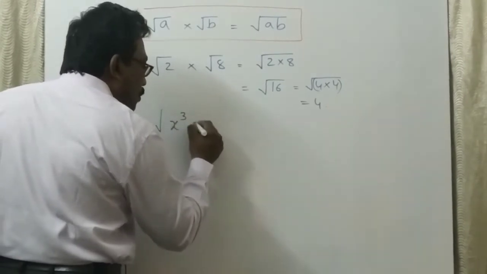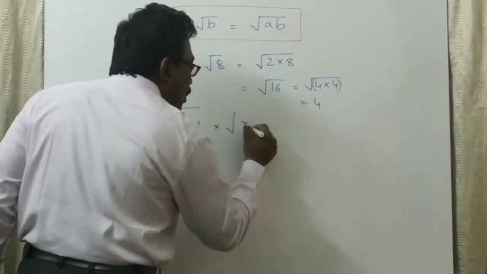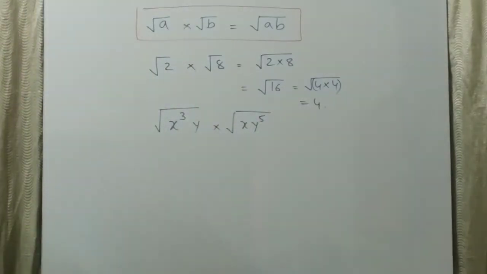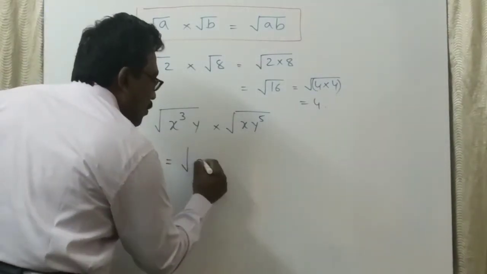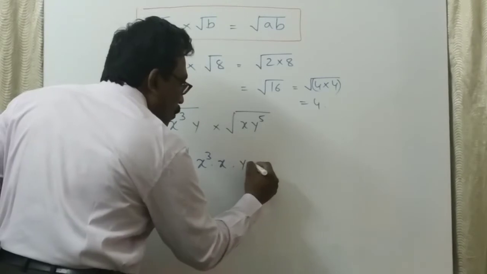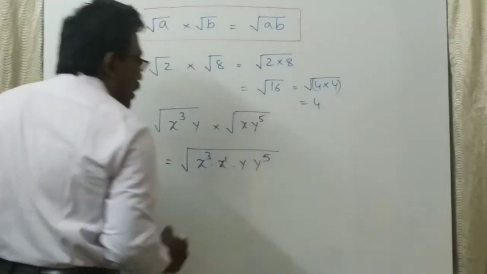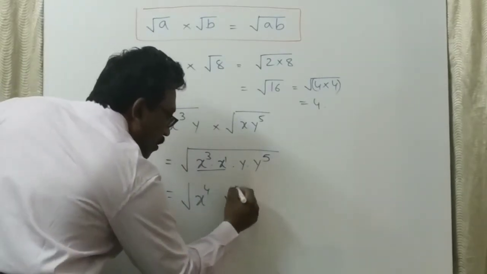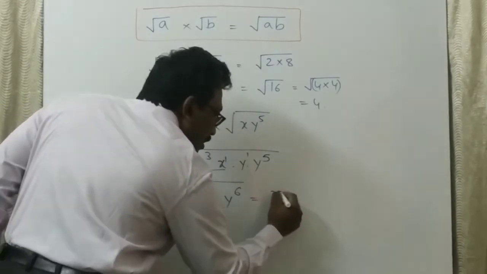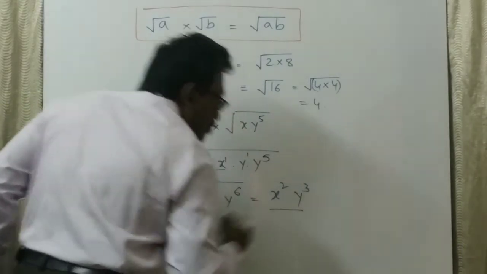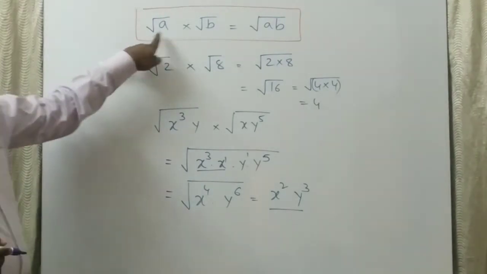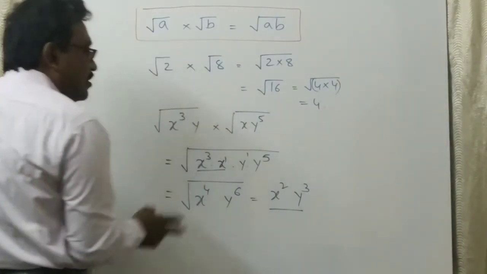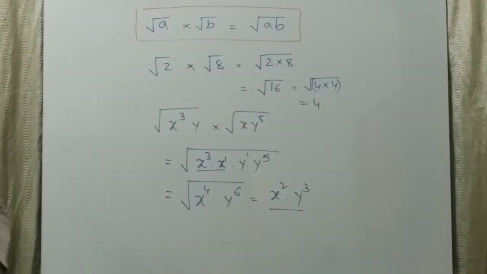Suppose root of x cube y into root of x y to the power of 5. Then we can multiply directly: root of x cube into x, y into y power 5. Here the bases are equal, so powers should be added. It is x power 4, y to the power of 6, so it will come x square y cube. So root A into root B is equal to root of AB extends for constants as well as variables and together also.